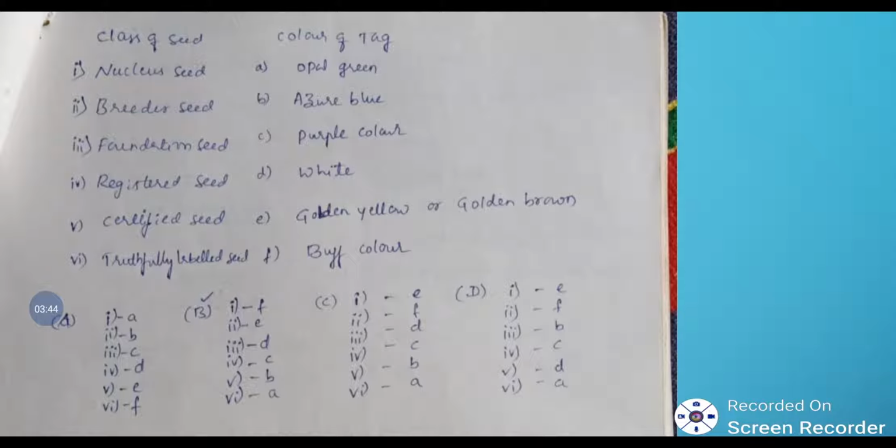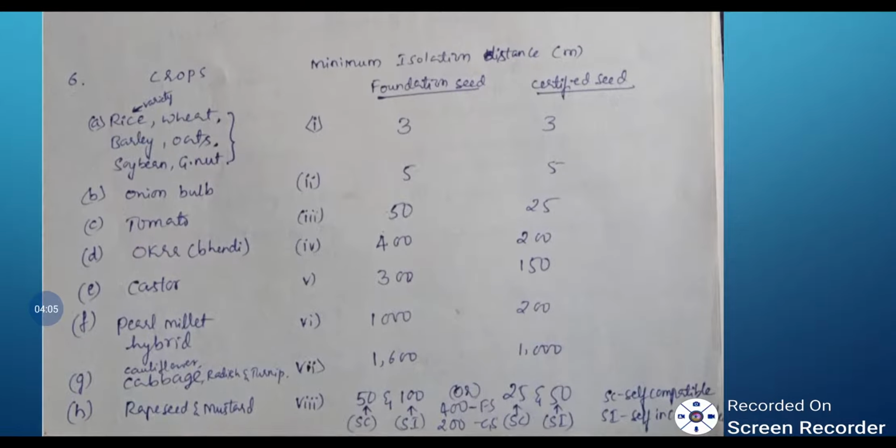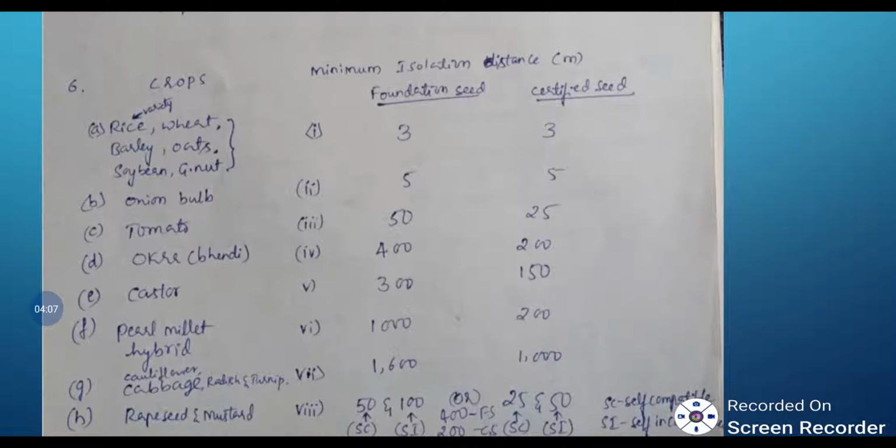For your kind information, I'll repeat the answers. Nucleus seed has buff color tag, breeder seed golden yellow or golden brown, foundation seed has white tag, registered seed purple color, certified seed azure blue, and truthfully labeled seed, this is having opal green color tag. The next question is matching the minimum isolation distance. Here the question is direct and answers are already matched.